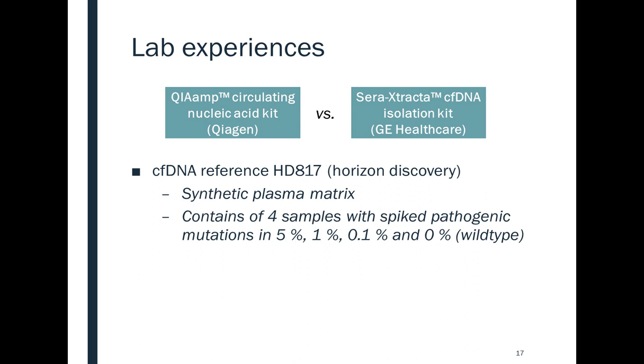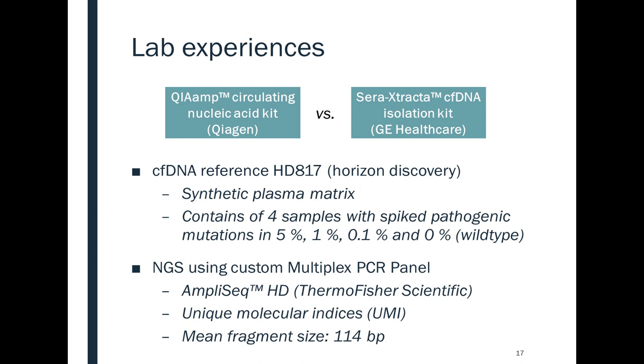As a reference, we use the HD817 sample from Horizon Discovery. This is fragmented DNA in a synthetic plasma matrix. The reference contains 4 samples with spiked pathogenic mutations with 5%, 1%, 0.1%, and a wild type with 0%.